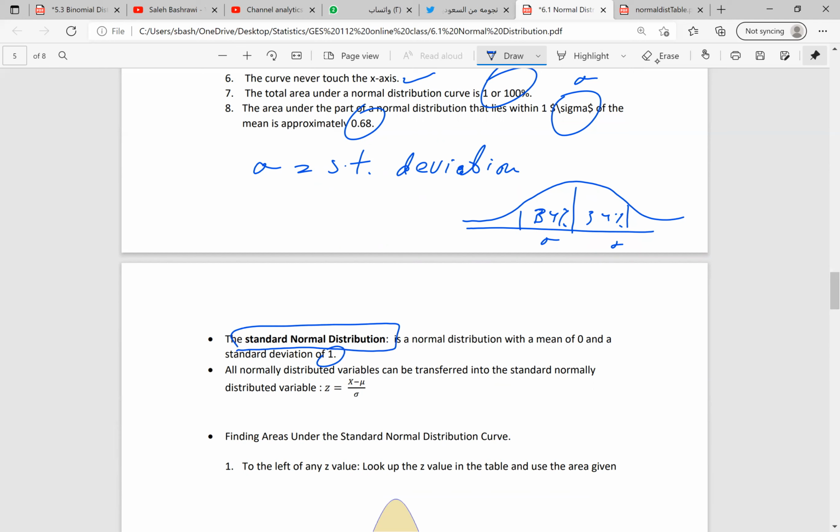All normally distributed variables can be transformed into the standard normal distribution variable. Just find the z-score. Any normally distributed variable can be transformed into the standard normal variable using the z-score, or standard position as we said before. The z-score is equal to x minus the mean, divided by the standard deviation. This converts any normal distribution to the standard normal distribution.